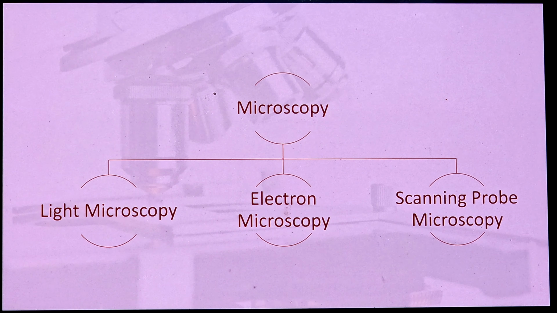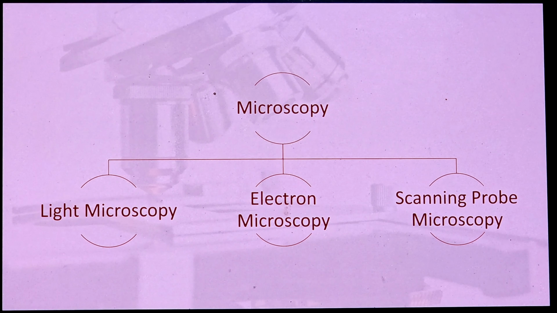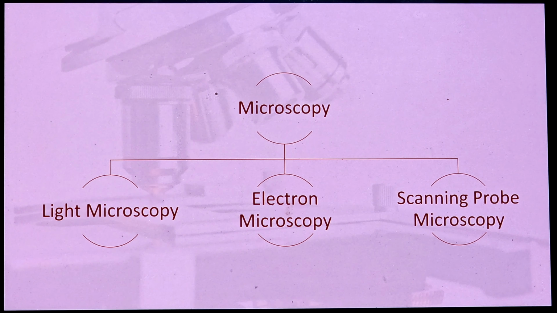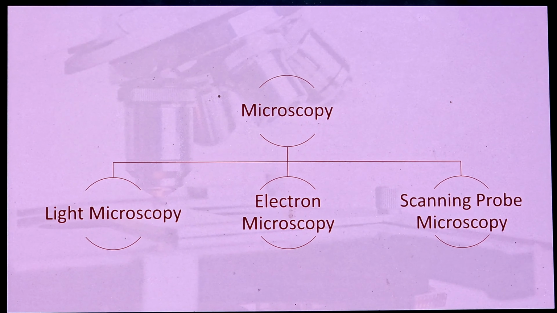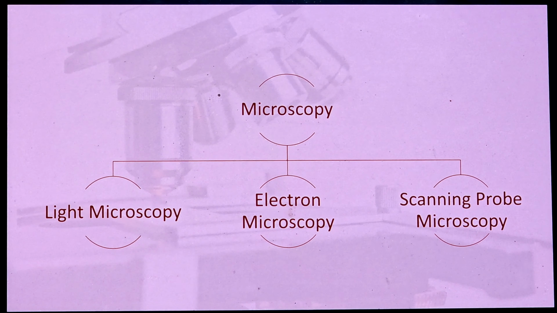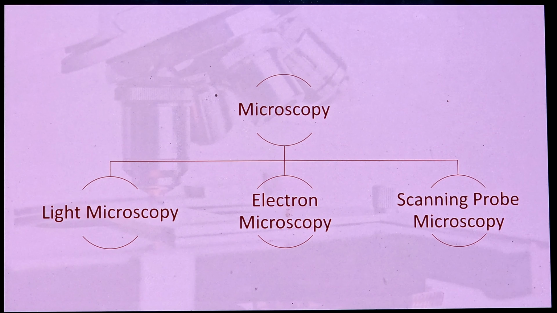So microscopy includes light microscopy, electron microscopy and scanning probe microscopy. Light microscopy, in which light is used for visualization of the microorganisms. Electron microscopy, in which an electron beam is used for visualization of microorganisms. And scanning probe microscopy, in which a probe is used for scanning of the organisms.